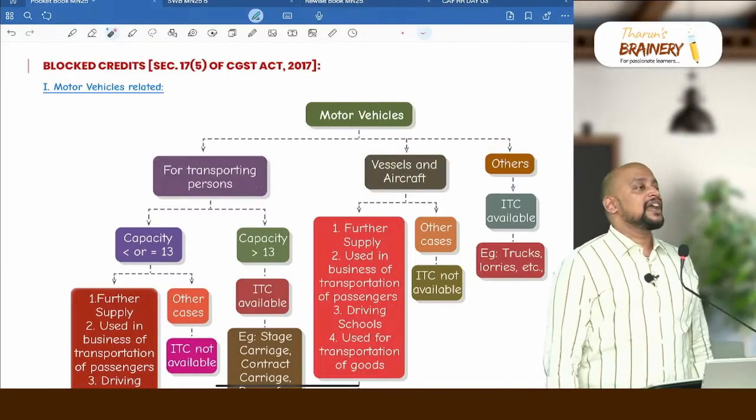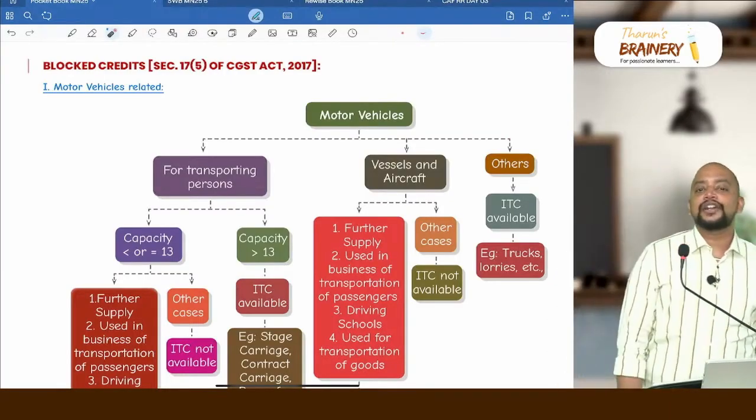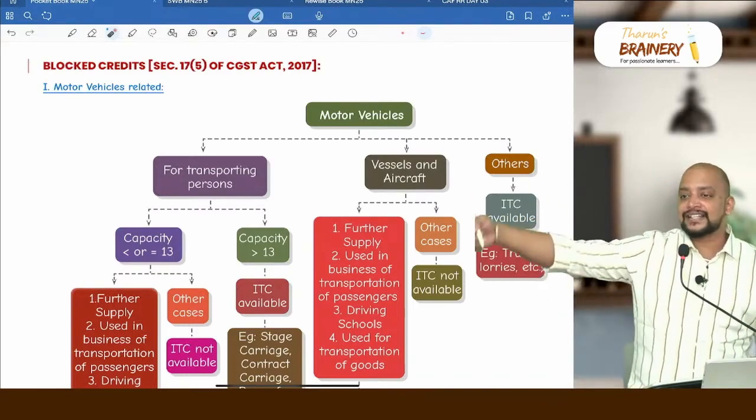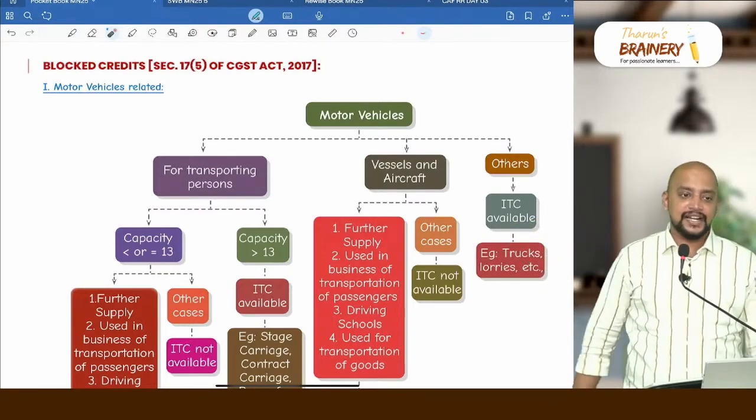But even then they cannot enjoy the ITC. You know why they cannot enjoy the ITC? Because healthcare services including ambulance service is exempted. So due to that reason they cannot take ITC with respect to that.